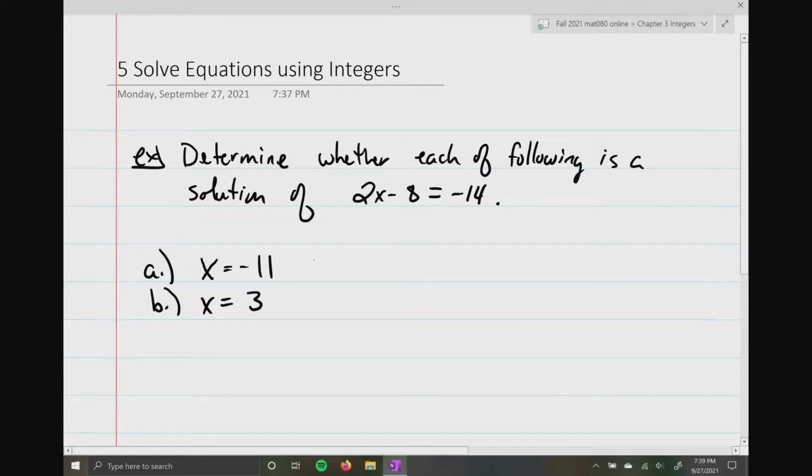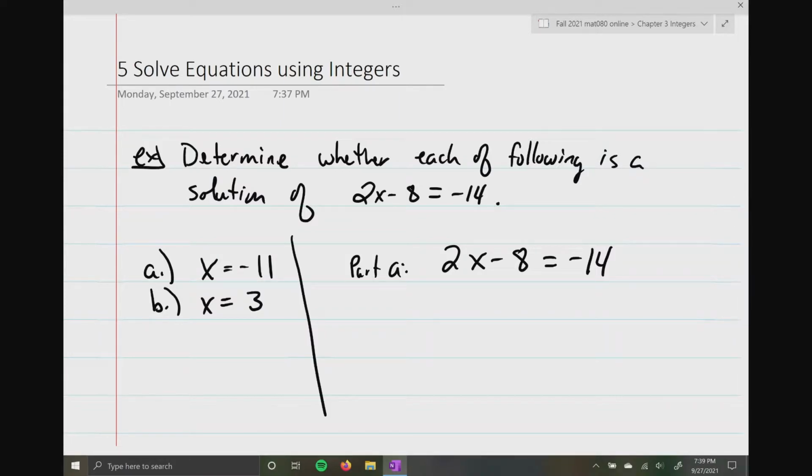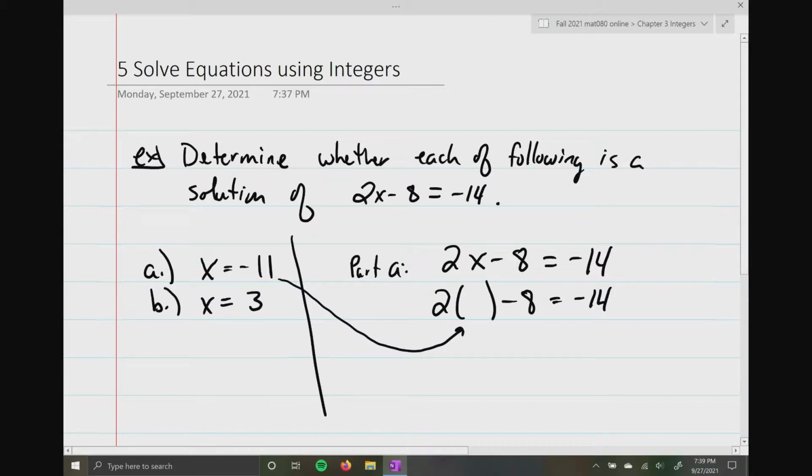So remember, I'm going to draw like a little line here. I'm going to do part A. Now, I always like to rewrite the problem. And anytime we are trying to determine if something is a solution, what I'm really asking you to do is just make a substitution. So, directly underneath, wherever I see the variable, I put an x. And now I'm going to put negative 11 inside the parentheses. So now it's just a matter of simplifying the left-hand side, and I better get a negative 14 on the left. If I don't, then it's not a solution.